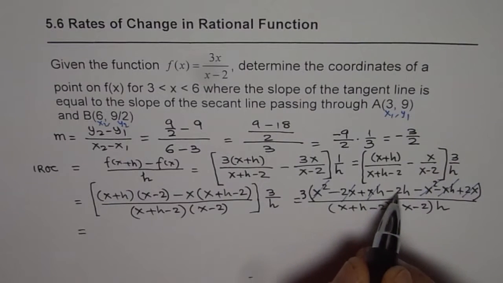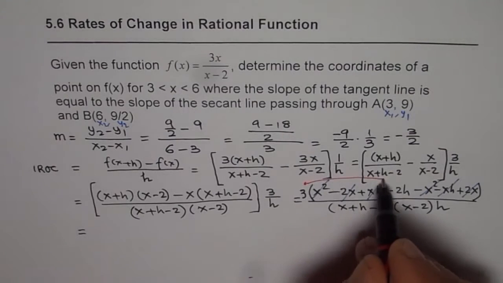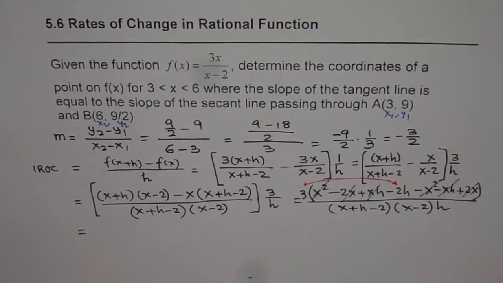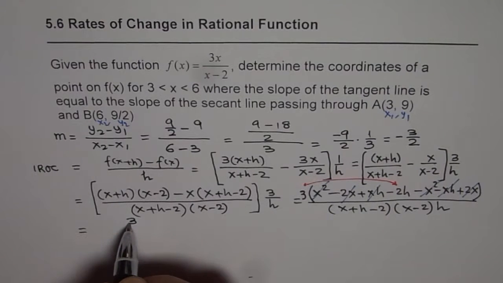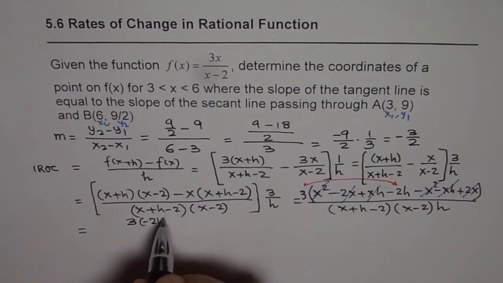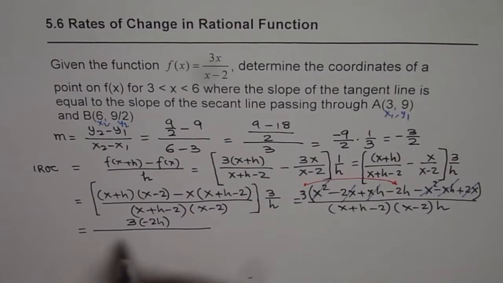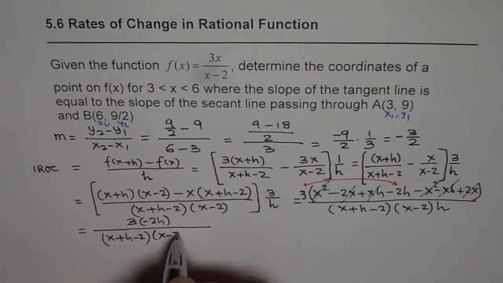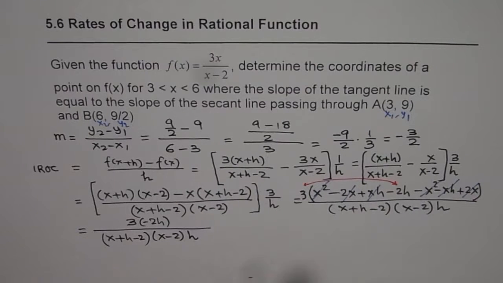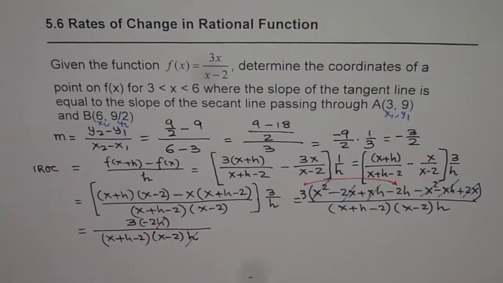3 times minus 2h. Let me show you. I'm multiplying these two now, okay? So that's what we get. 3 times, let me write 3 times minus 2h for the time being, over x plus h. So do not expand the denominator. Whenever you do these questions, do not expand the denominator. That is kind of a rule to get the answer quickly without any problems.